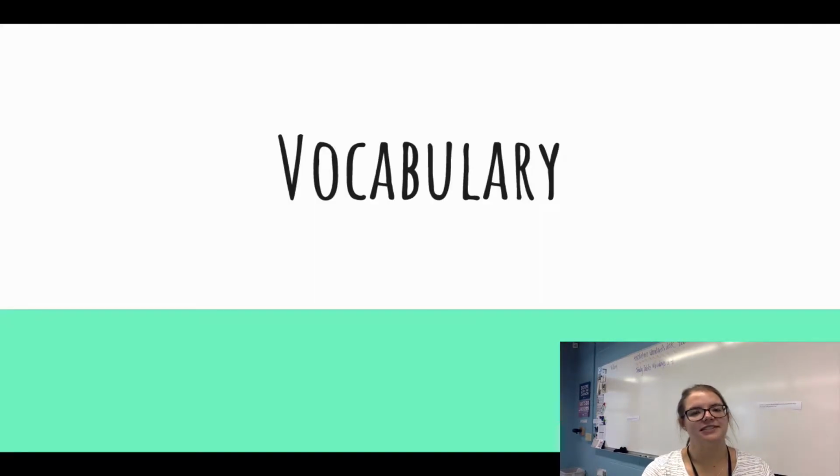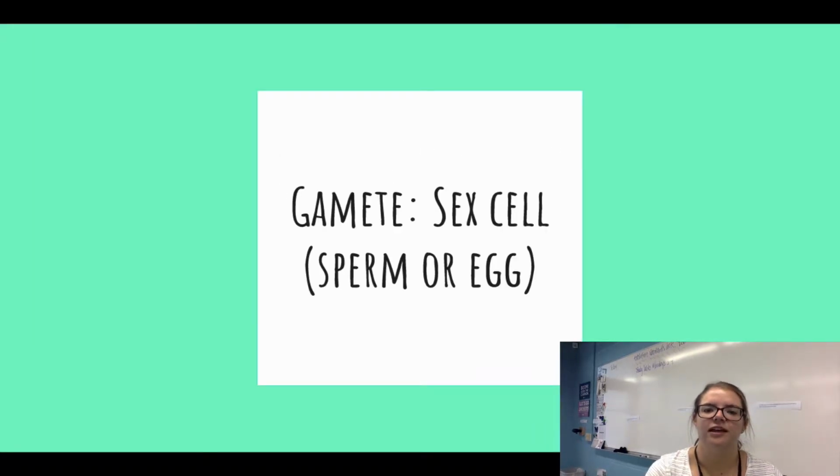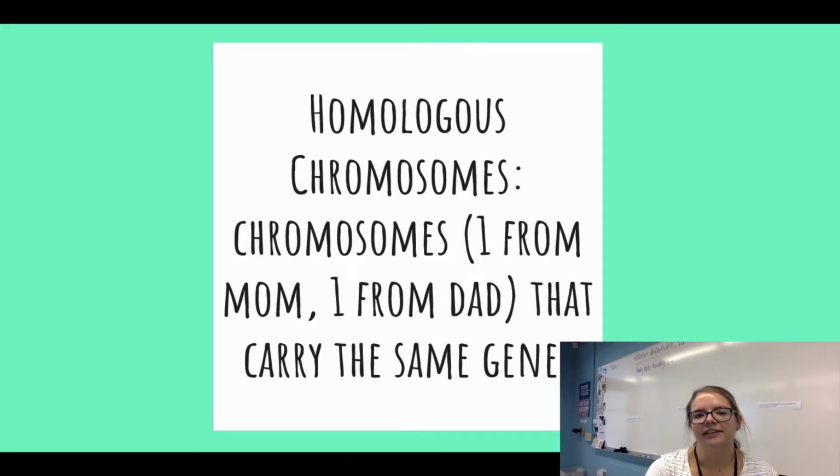So before we get into the steps of meiosis, we should talk about some vocabulary first. Gamete is a sex cell. So this is a term we've heard before, but just to refresh your memory, this is a sperm or an egg cell in humans, right? Gametes are sex cells.